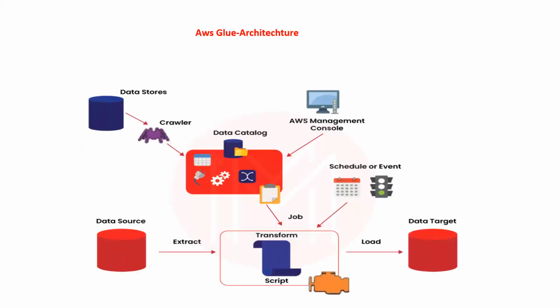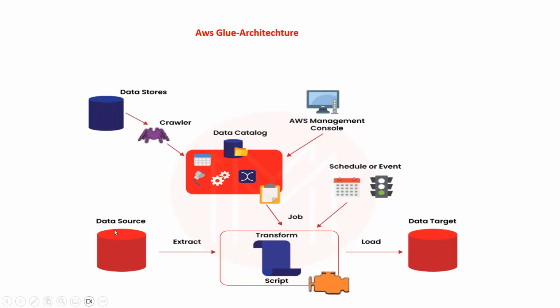Okay, so now coming to the AWS Glue structure. When you go to the Glue structure, we have the data stores. From the data stores, the crawler will crawl the data, and it will be deposited or kept as metadata stores in the data catalog. And this data catalog is obtained from AWS, which can be seen from the AWS Management Console that we will see in a bit.